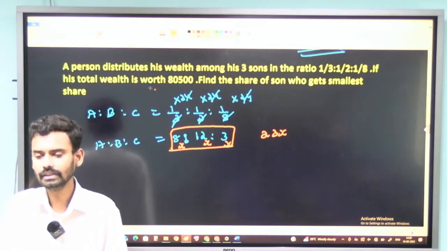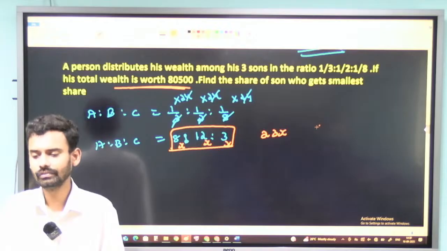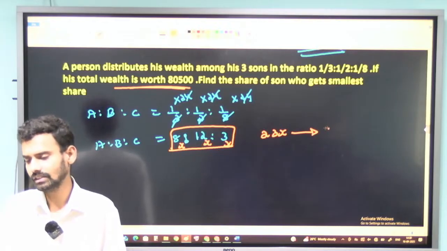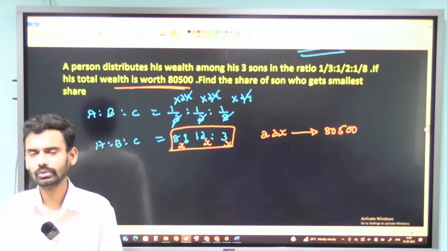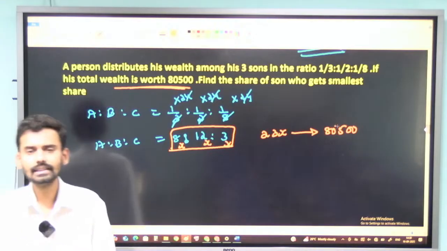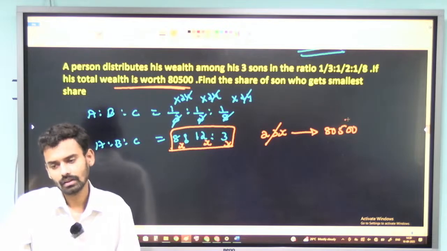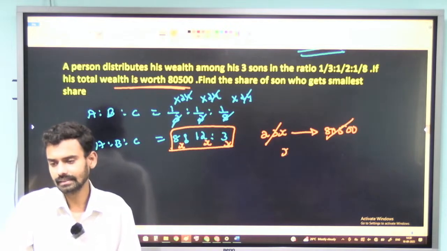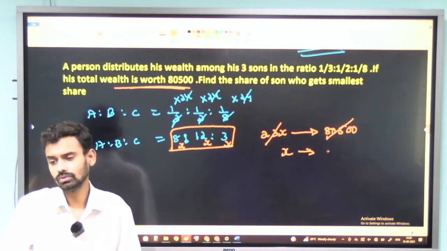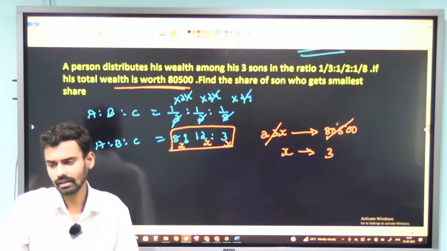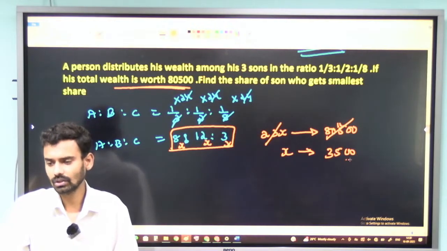And according to the question, the total worth was 80,500, which means the 23x value is given to me as 80,500. However, 23 is a prime number. No doubt we need to cancel this directly using the 23 table. 23 ones are 23, 23 threes are 69. 80 minus 69 is 11, 11 is the remainder. So 5s are 00. So the x value I am getting is 3,500.